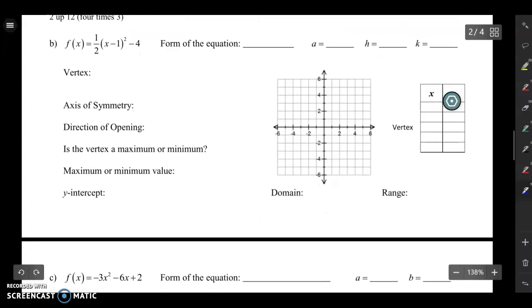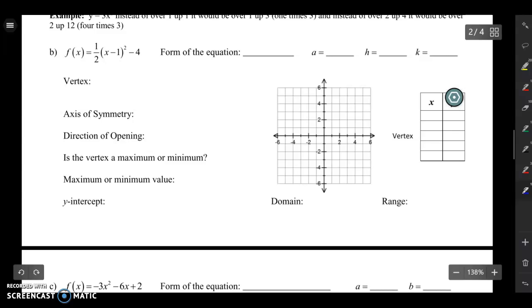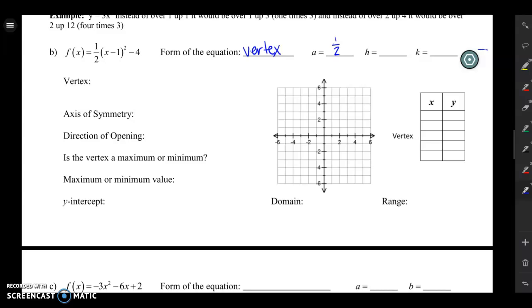So let's start by identifying what form the equation's in and then finding what my vertex is. So the equation is in vertex form. And then I need to figure out what a, h, and k are. So remember, a is the number that just kind of sits in front of your whole equation. So in this case, it's 1/2. Your h is whatever number you're subtracting from the x, so that's 1. And then your k is whatever number you're adding at the end. So in this case, it's -4.